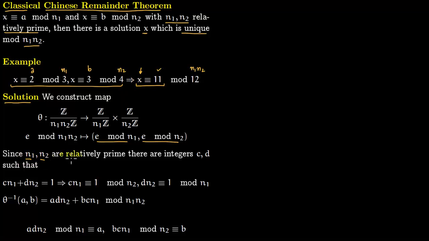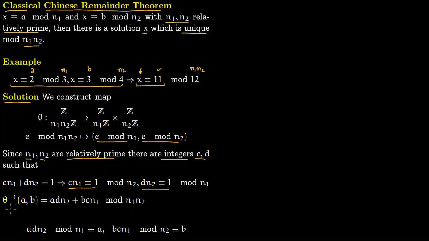Now since n1 and n2 are relatively prime, there are some integers c and d such that c n1 plus d n2 is 1. You can say the greatest common divisor of n1 and n2 is 1. So therefore you have this equation. Now you reduce this equation modulo n2. So this term will go away, and you have c n1 equal to 1. Then you reduce this equation modulo n1. So this term will go away, and you have d n2 equivalent to 1 modulo n1. So we have this here and this here. Now, given these two, we can construct our solution.